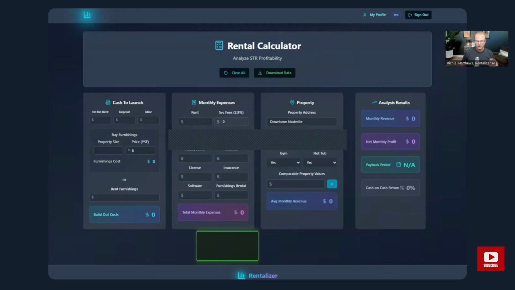So I'm going to run the numbers for you guys right now so you can see what works. I'm actually going to look over an actual student deal. I'm going to talk about everything in the setup. So this is my tool.